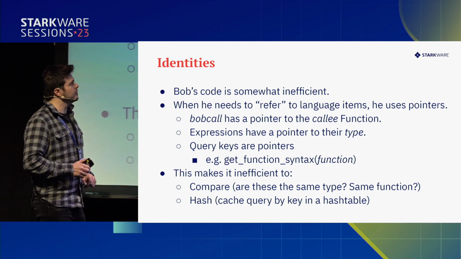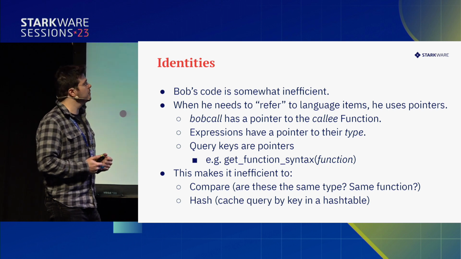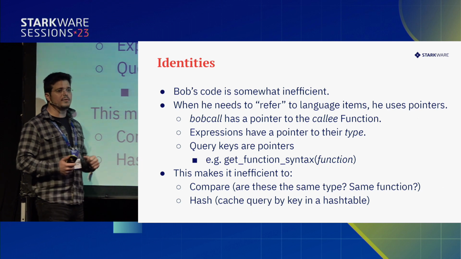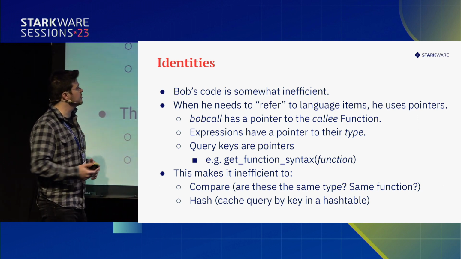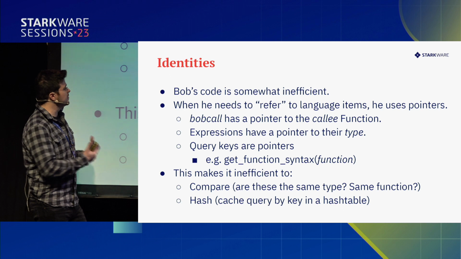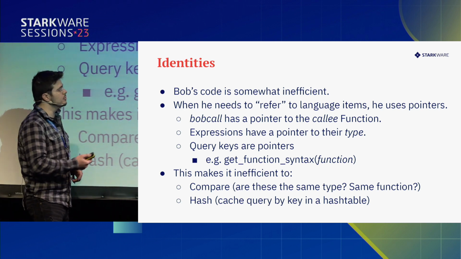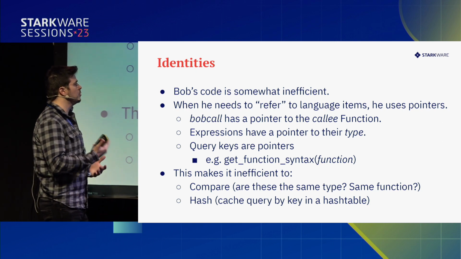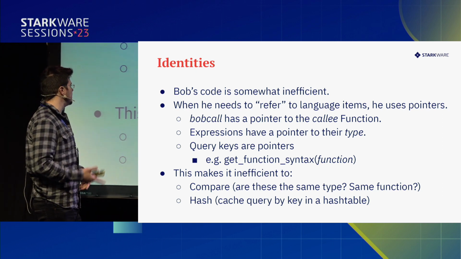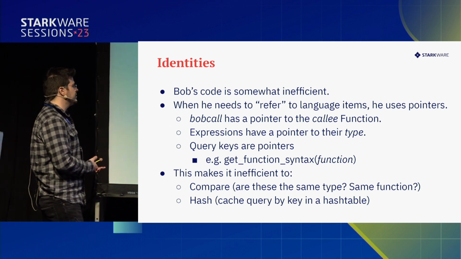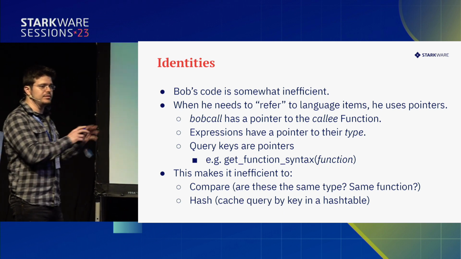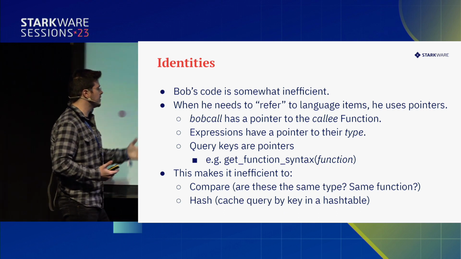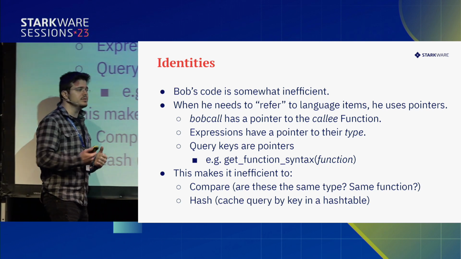When he needs to refer to language items inside his code, he uses pointers. For example, when he has some Bob call statement, which calls a function, the representation inside his code has some pointer to the callee function. His expressions have a pointer to their type struct. The keys for the queries you just saw, these small functions that call each other, are also pointers. For example, get function syntax got a pointer.